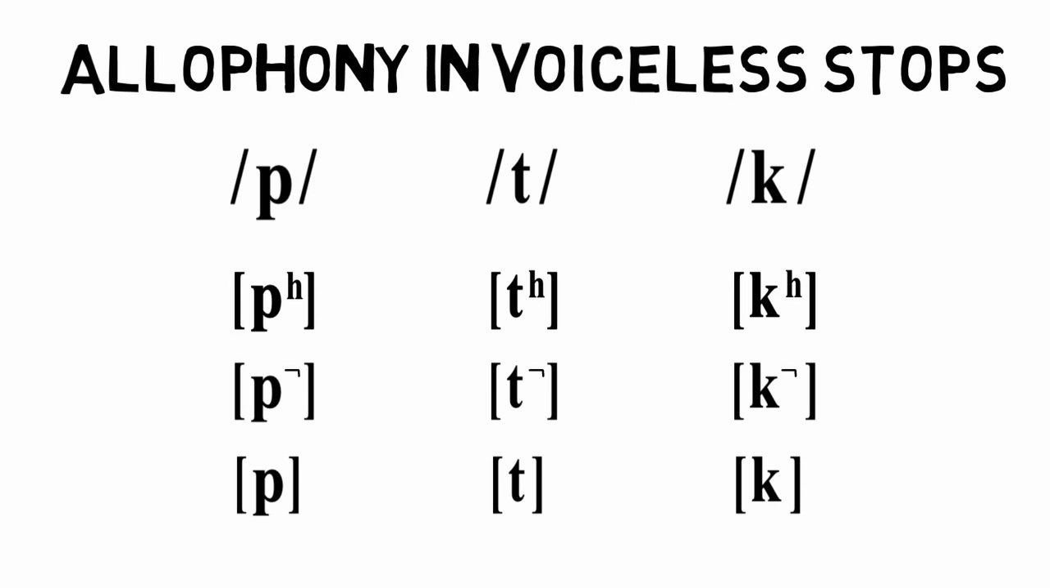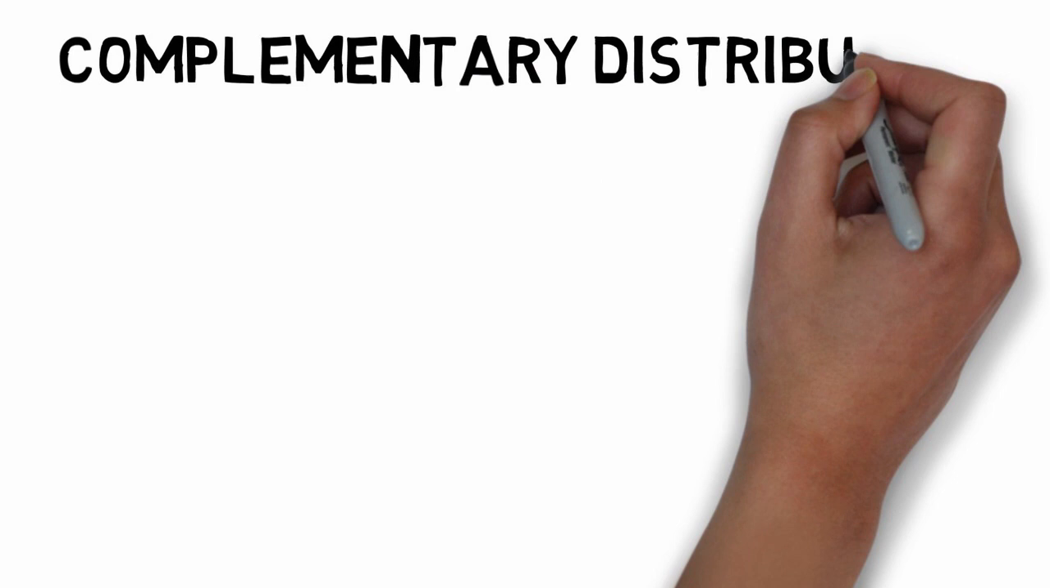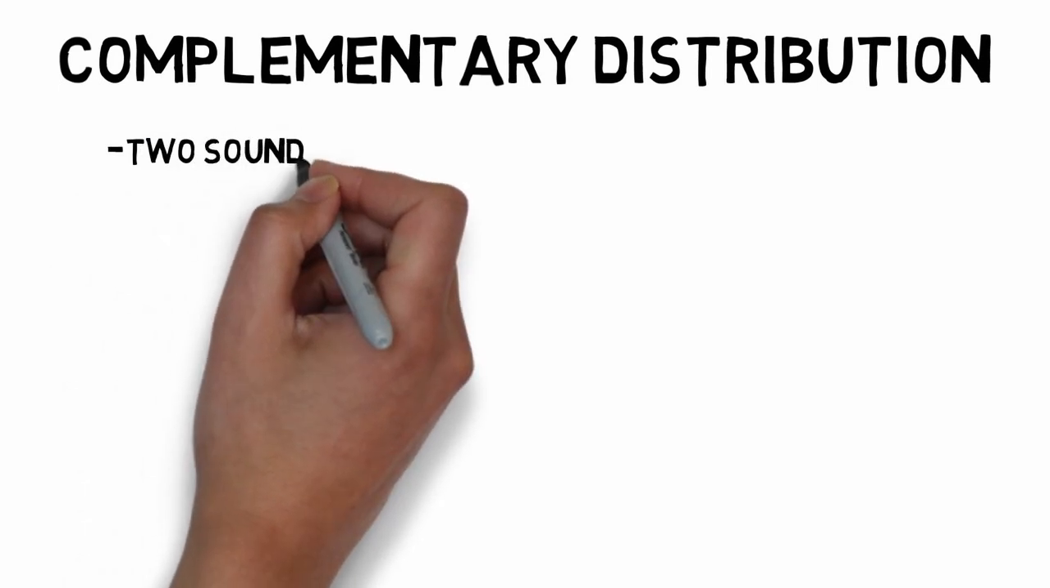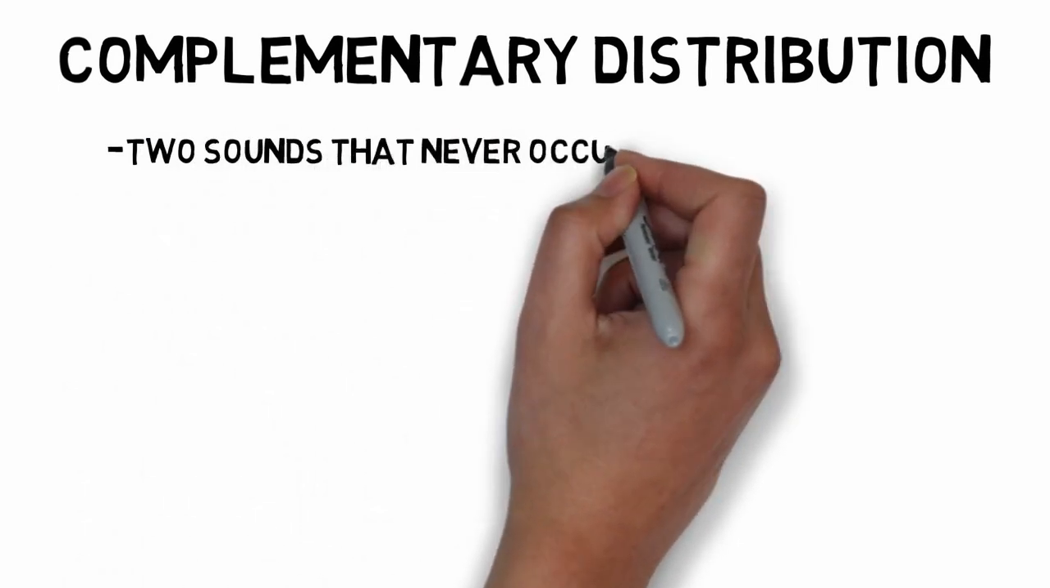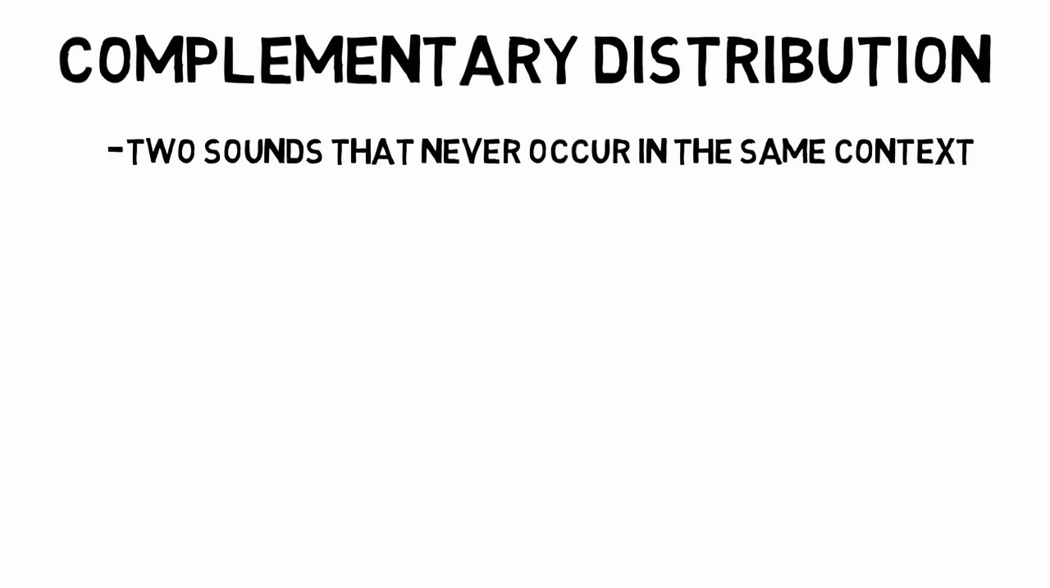So what about in languages where we don't speak the language, and we only have a little bit of data? How can we tell what's a phoneme versus what's an allophone in those languages? Well, we can use something called complementary distribution for this. Complementary distribution refers to a situation where two sounds never occur in the same context.